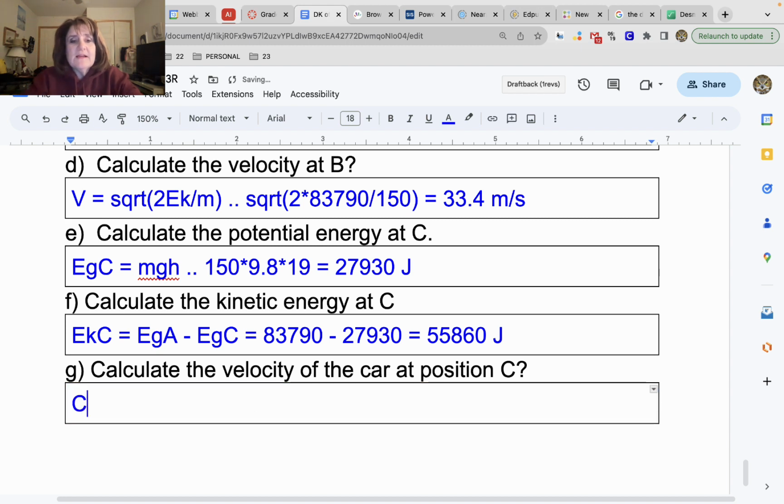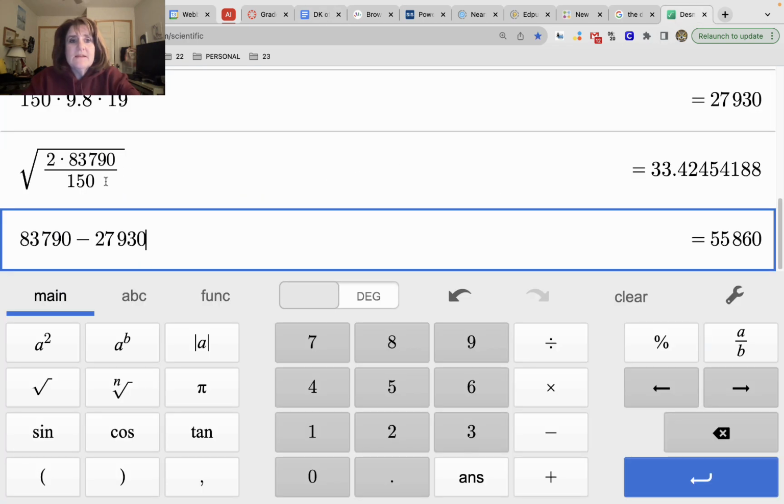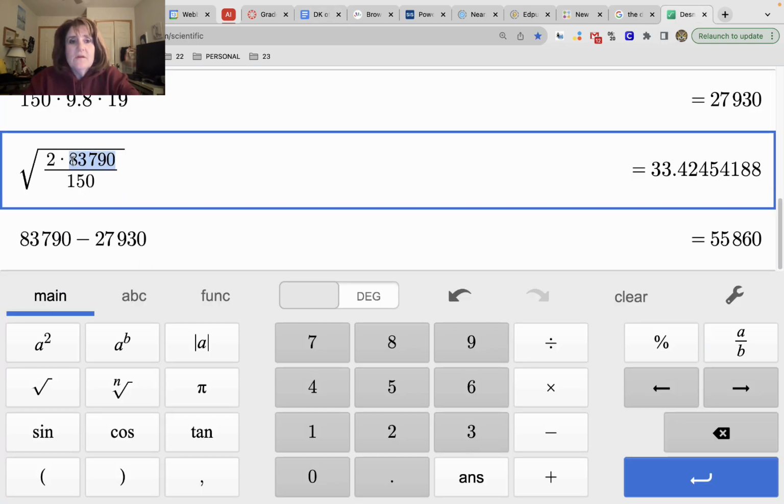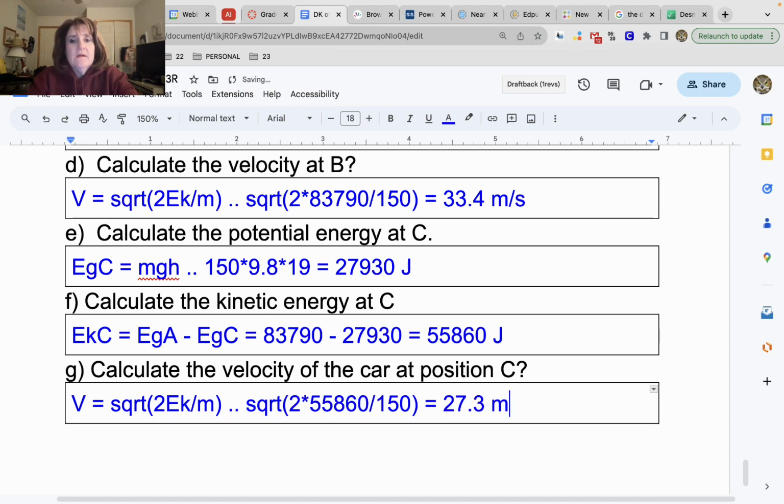Finally, calculate the velocity at C. Velocity is equal to the square root of 2EK divided by M. This is the square root of 2 times 55,860 divided by 150. Back to Desmos. Change this to be 55,860 and you get 27.3 meters per second.